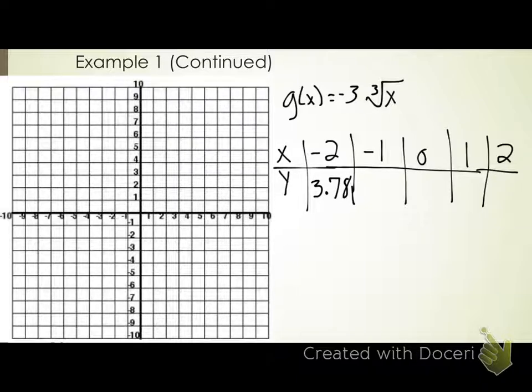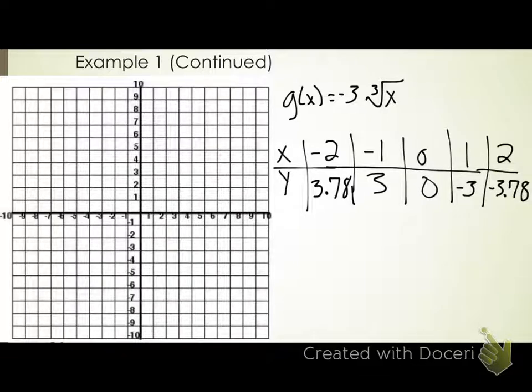What's the cube root of negative 1? Negative 1. What's negative 1 times negative 3? Positive 3. What do I get when I plug in 0? Any questions so far? What's the cube root of 1? 1. 1 times negative 3? Negative 3. What do you think I'm going to get for plugging 2 in? Negative 3.78. Questions on those values?